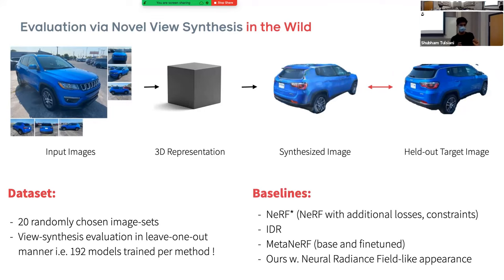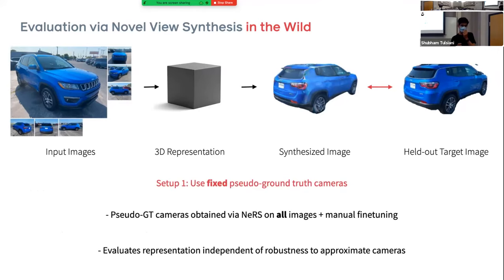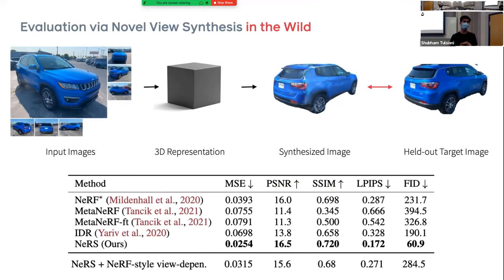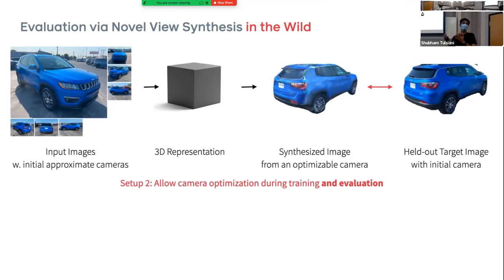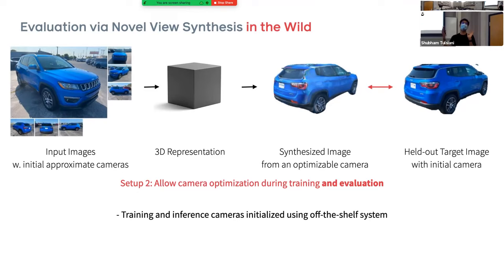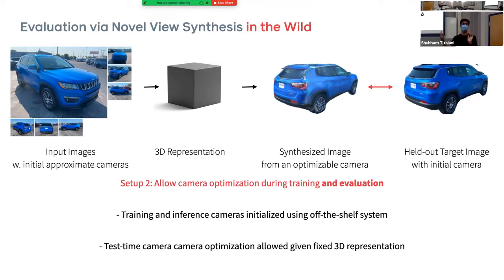And given I have 5 minutes, I'll skip the first evaluation, which I'd say is not the correct one for in the wild settings. So the second evaluation protocol is you're training all these methods with just approximate off-the-shelf cameras and allowing all these methods to optimize their own cameras. And then at test time, we give them a held out image, again with an approximate camera, and ask methods to possibly refine the camera to generate this held out image as best as possible. So the question we are trying to answer is: is this 3D representation capable of generating this image from any viewpoint and not just from the initial approximate viewpoint that we happen to have?